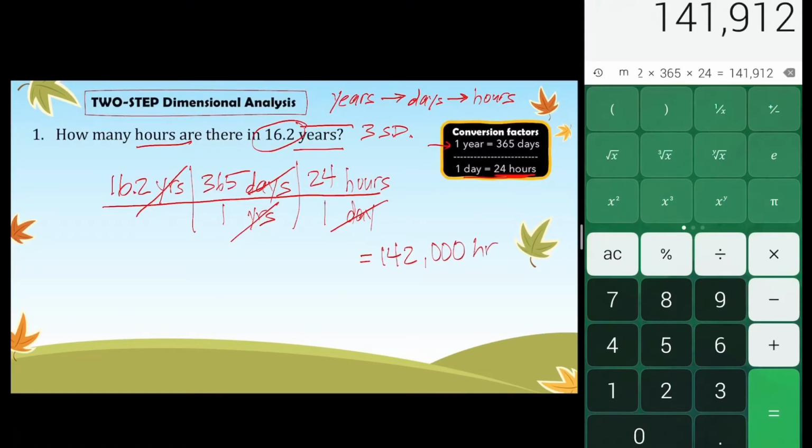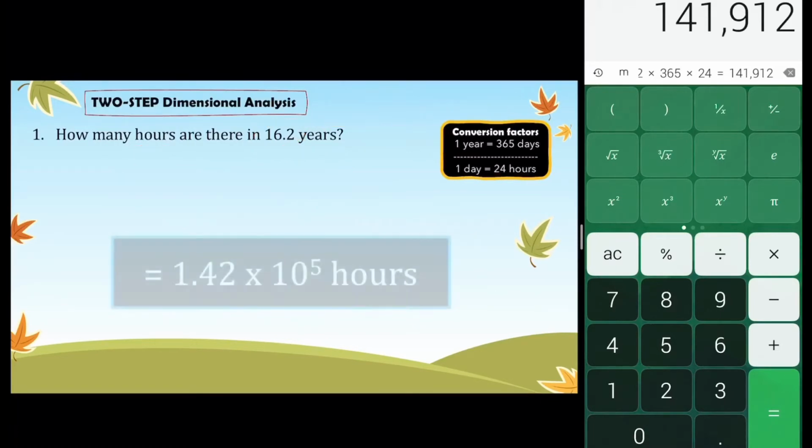hours. Now, if the question asks us to write our final answer in scientific notation, we would need to move the decimal 1, 2, 3, 4, 5 places to the left. Remember, when we go to the left with a decimal point, our exponent becomes positive. So 1.42 times 10 to the power of 5 hours would be our answer in scientific notation.